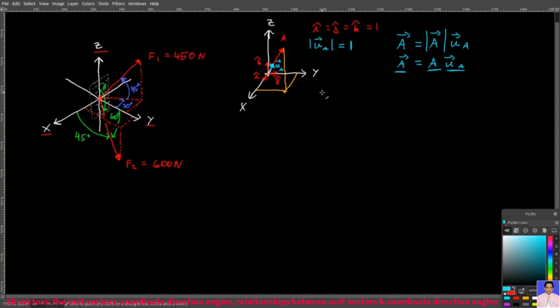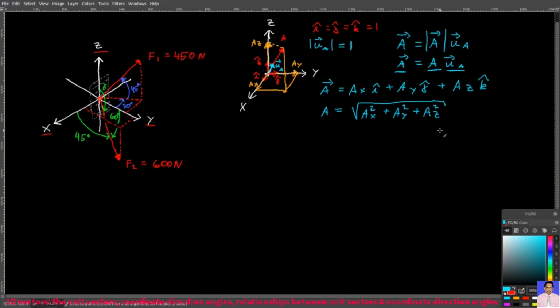Also, since you know that A vector equals Ax i plus Ay j plus Az k, you already know that this is Ax here, this is Ay here, and this is Az here. Ax points in the i direction, Ay points in the j direction and Az points in the k direction. And then you know that the magnitude of A equals this one.